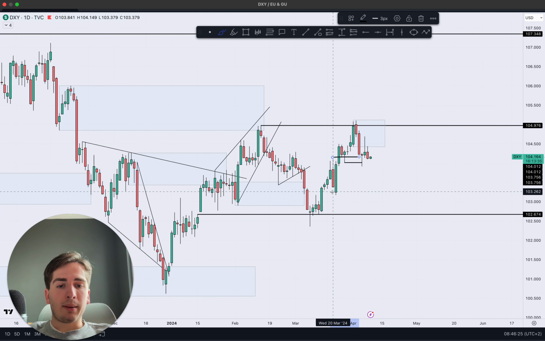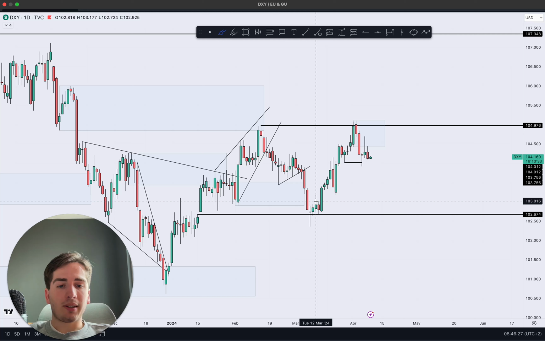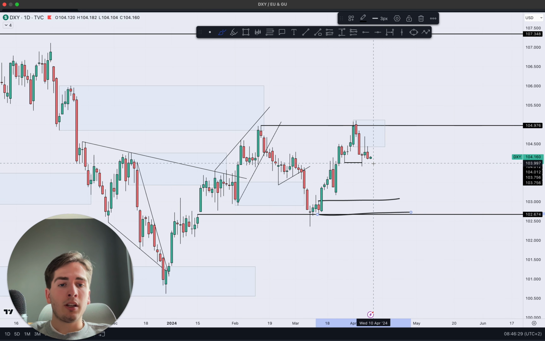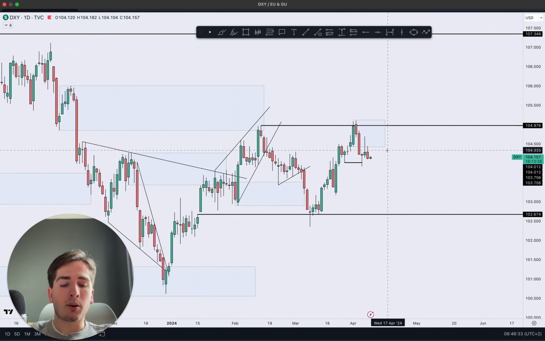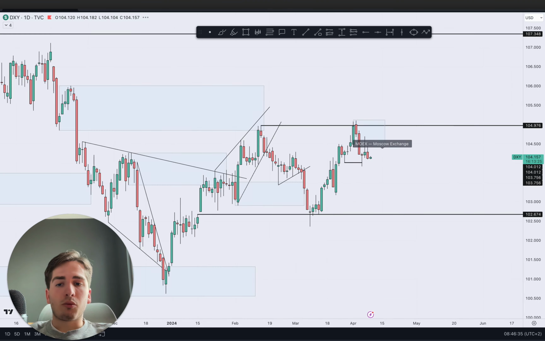We already pretty much tapped in towards this area of demand, so we still have this fresh area of demand open. So that would be my target for the dollar index next, if we see that follow through on the 4-hour time frame. Now, moving onwards in towards EURUSD.